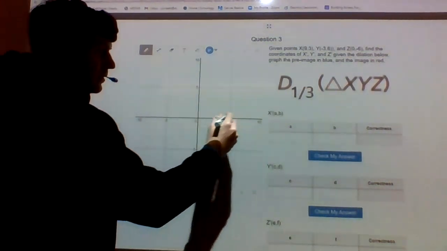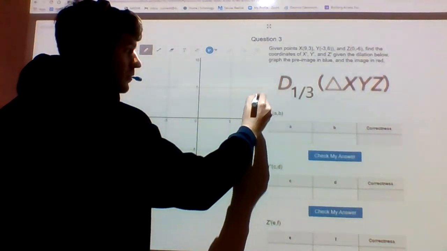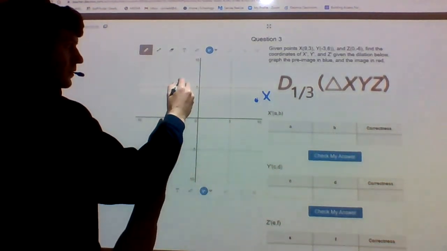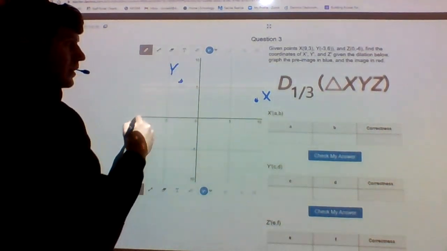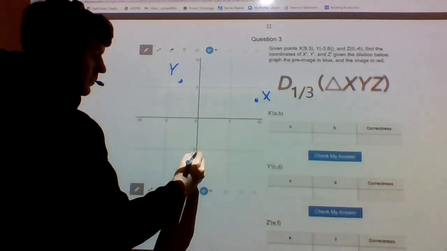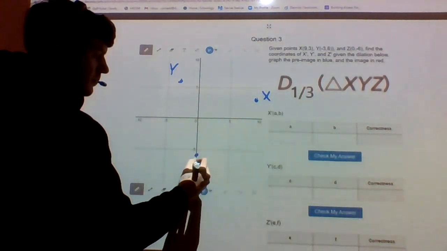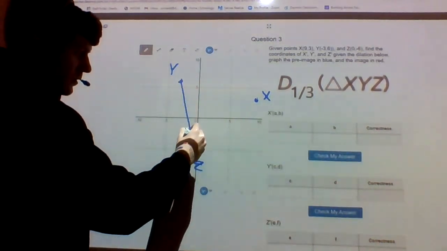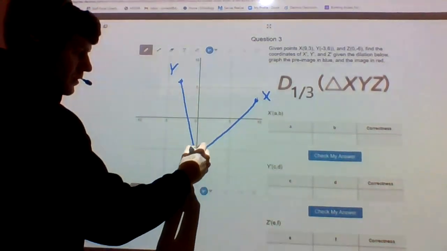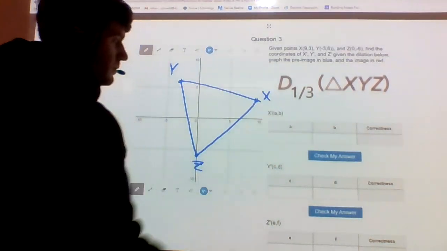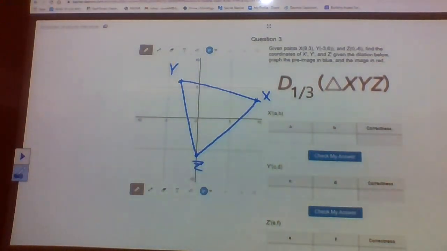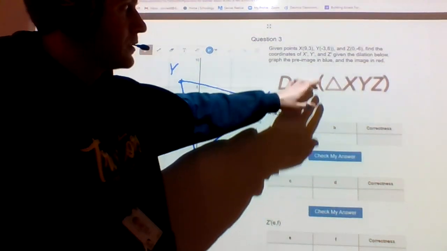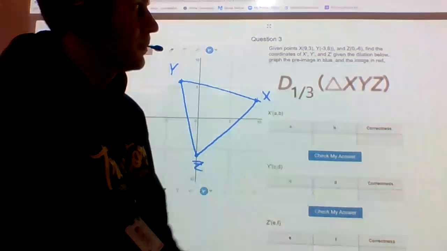So we have 9, 3. That's going to be X. We have negative 3, 6. That's going to be Y. And then we have 0, negative 6, which is going to be Z. Right, and we can connect those best we can for a triangle. Okay. Scale factor is 1/3, so all we need to do here is multiply our coordinates by 1/3.